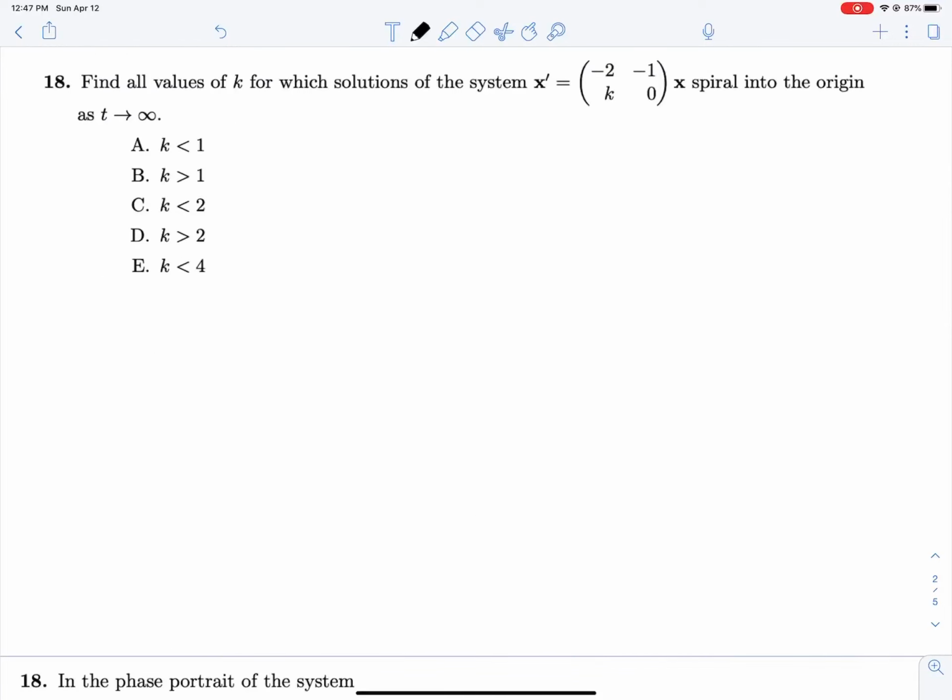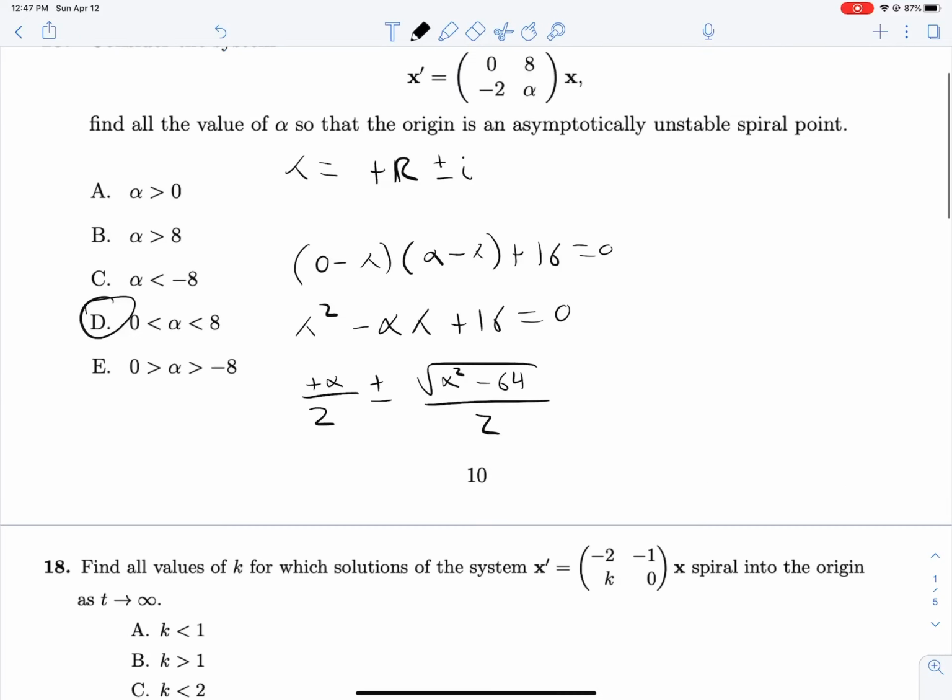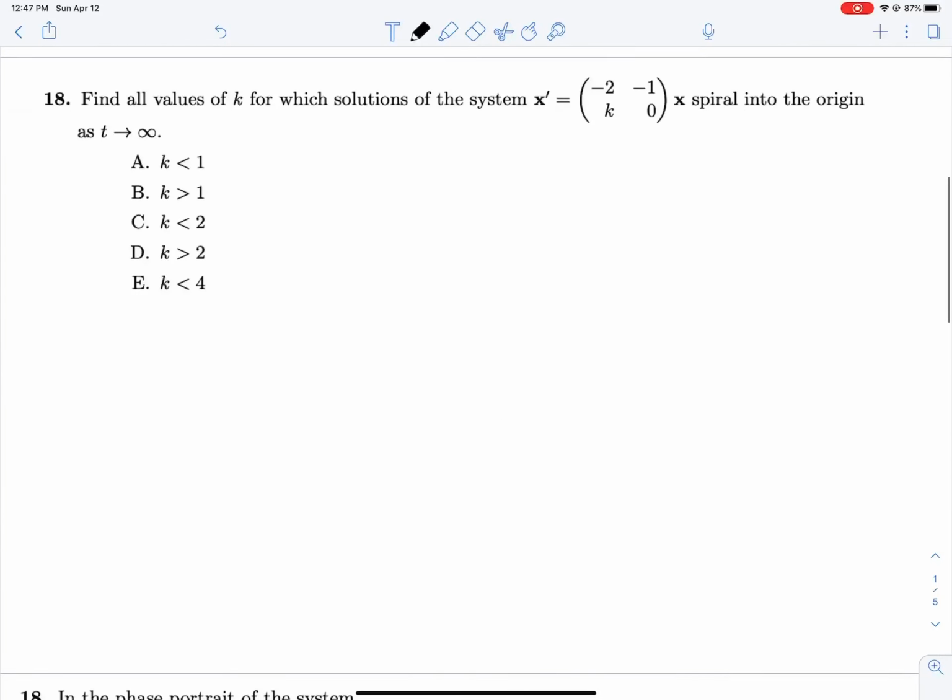Number 18, let's find all the values of k for which the solutions of the system x prime equals Ax spiral into the origin as t approaches infinity. So this is exactly the opposite of what we were looking for here, in that you could rewrite this to say that we're trying to find an asymptotically stable node.